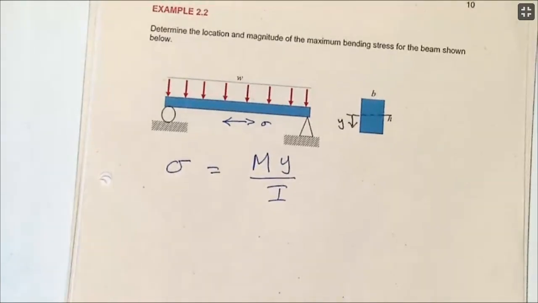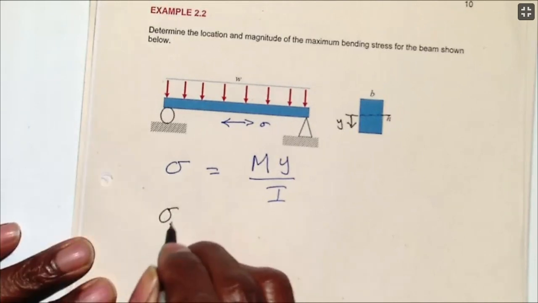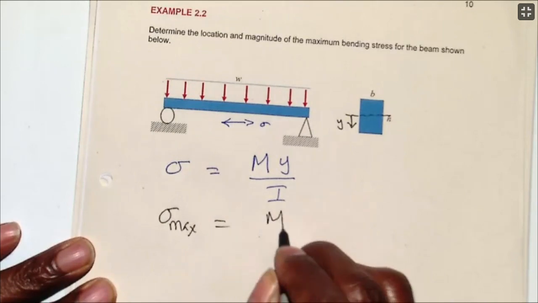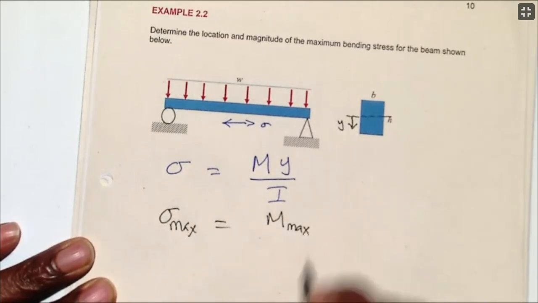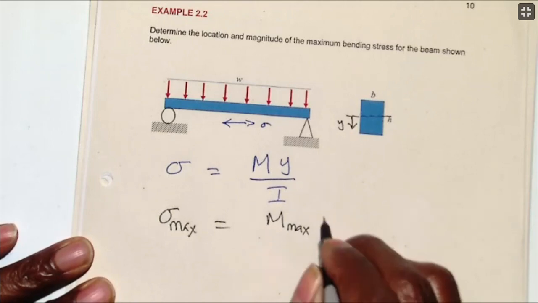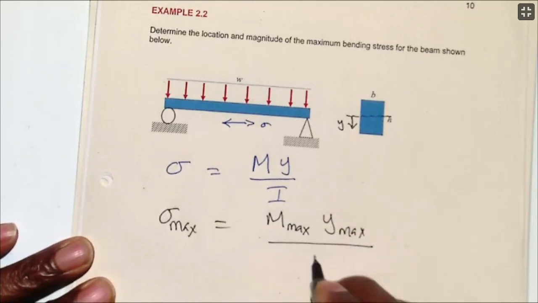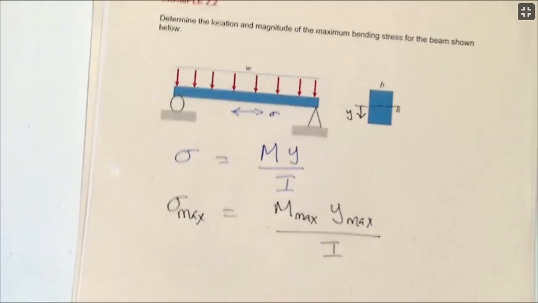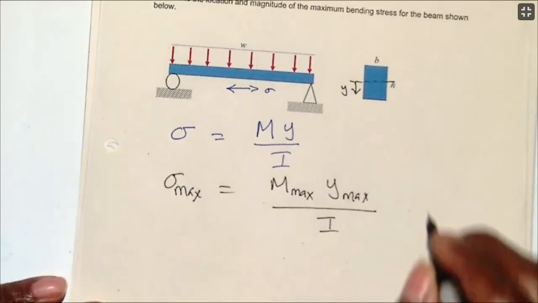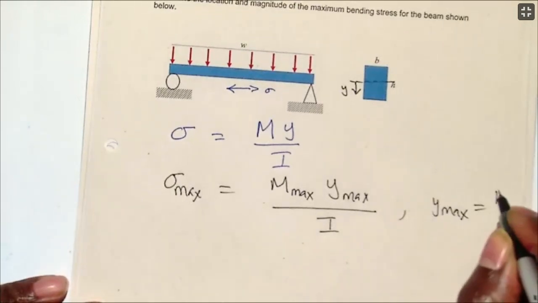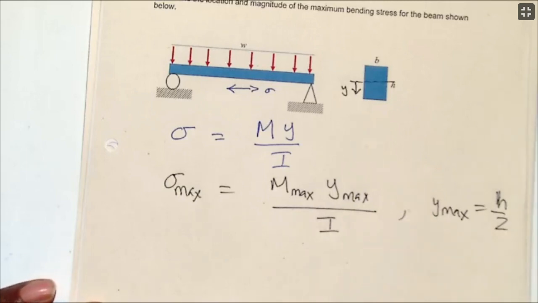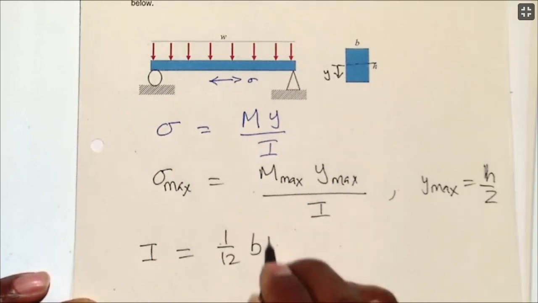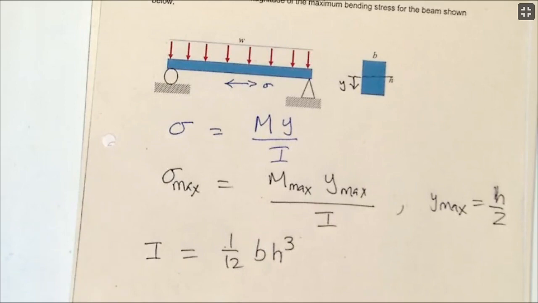So in order to find the bending stress, I want to find what is the maximum bending stress. I will say the maximum bending stress in that beam is wherever the bending moment is maximum, and the maximum value of Y all over I. Y is going from the center, so Y max in this case is h over 2. And I, from the rectangular cross-section, is 1 over 12 b h cubed, from the one that we've been given.